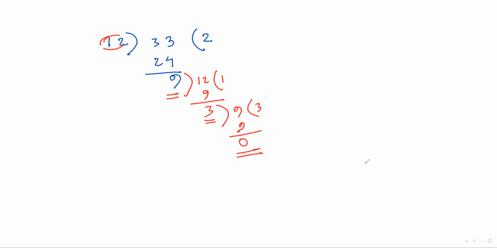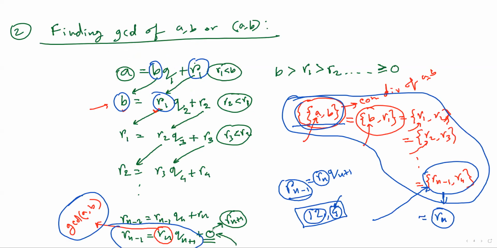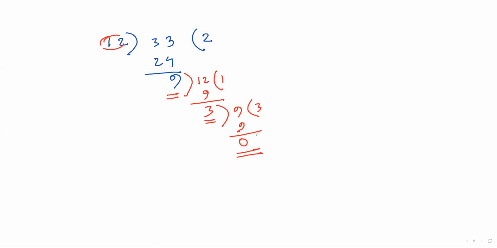The discussion in our last page suggests that in the step where you get a 0, the divisor is the GCD. So the step in which we got a 0 is this step, and the divisor of that step is 3. So 3 must be the GCD of 12 and 33. This is how this algorithm works. Please let me know if there is any confusion anywhere.